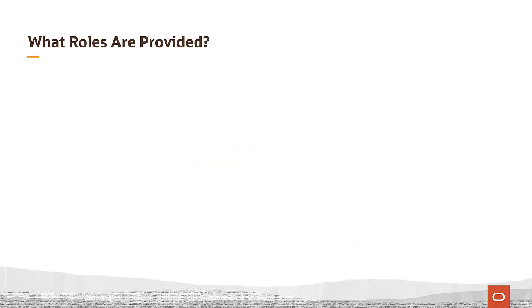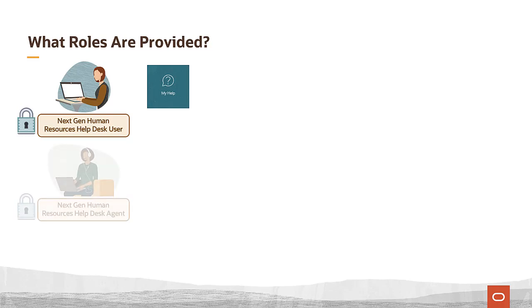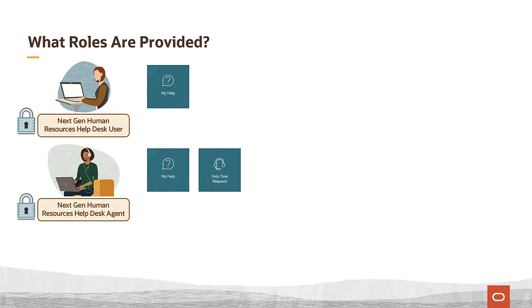What roles does the application provide for you? First, there's NextGen Human Resources Help Desk User. This role grants users access to the My Help page where they can file help requests and manage their help requests. We also have NextGen Human Resources Help Desk Agent where they also have access to the My Help page, but they also have access to the Help Desk Requests page where they can manage other people's service requests and work with people on resolving those requests.